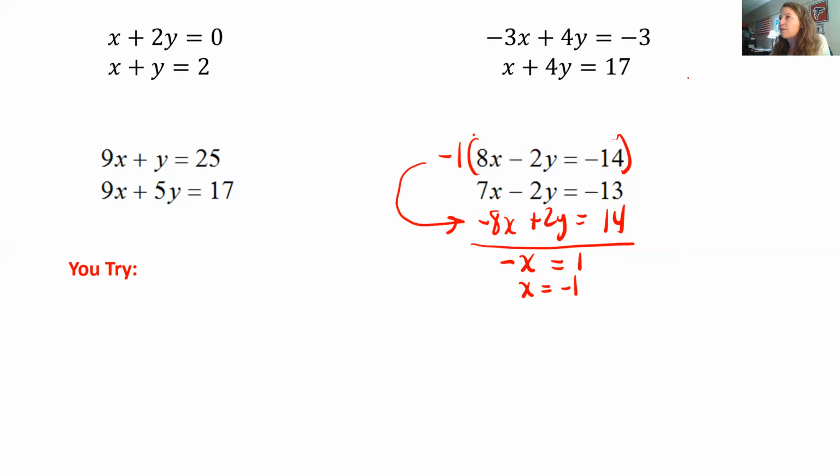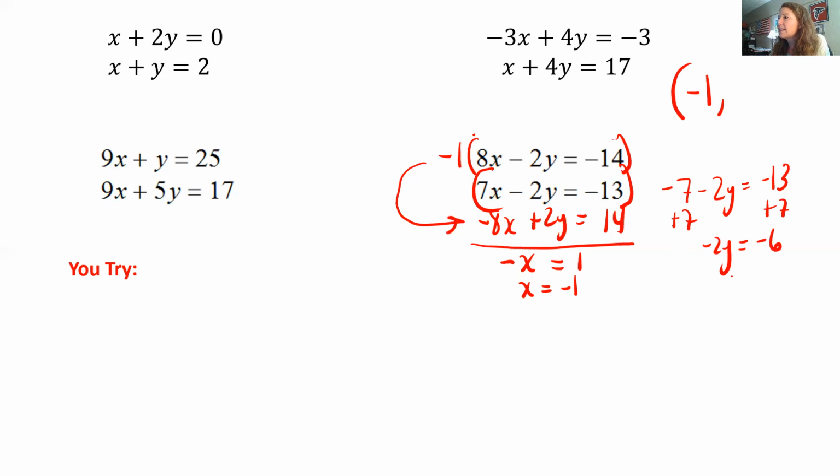All right, I had that part right. Negative 1. And then let's plug it into the second one, I think is where I plugged it in. So 7 times negative 1 is negative 7 minus 2y equals negative 13. I'm going to add 7 to both sides. So I have negative 2y is equal to negative 6. And when I divide by negative 2, I end up with positive 3. I think that's what I had wrong earlier. I think I had negative 3.